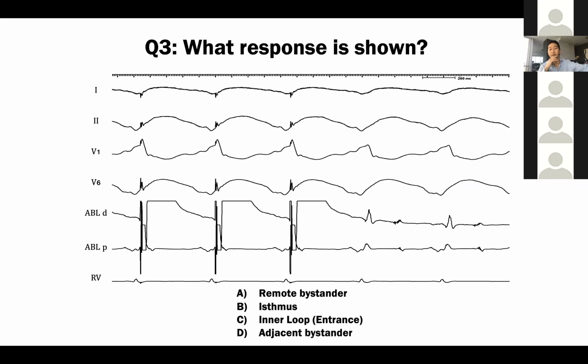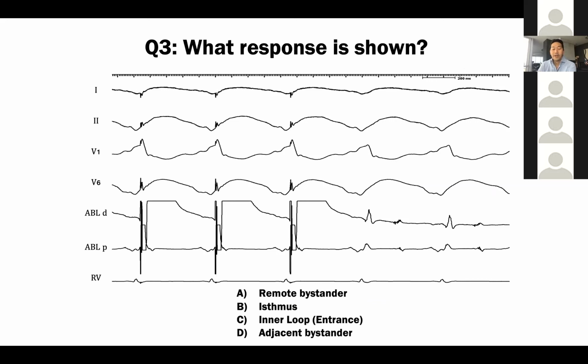Okay, question number 3. What response is shown here? Now this is getting progressively harder. You might be like, Tung's wasting my time right now. This is a joke. This is all review. Well, the joke might be on you here now. So take a look at this, let it process. Okay, this is really hard. This is like attending level.